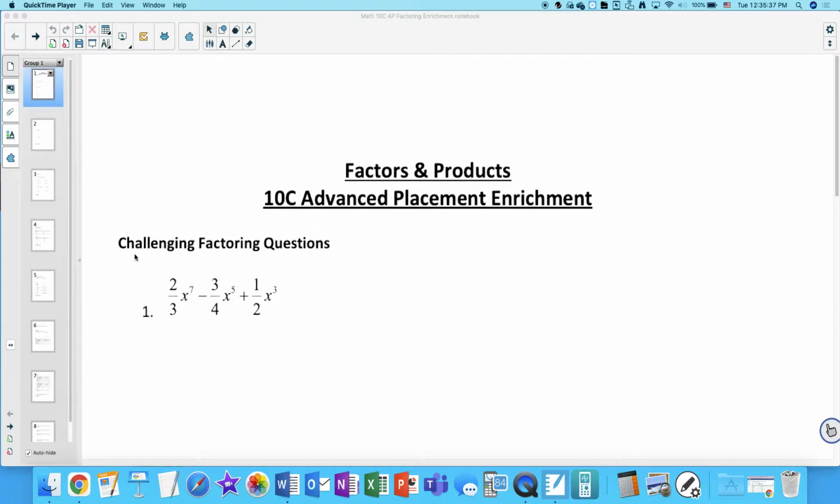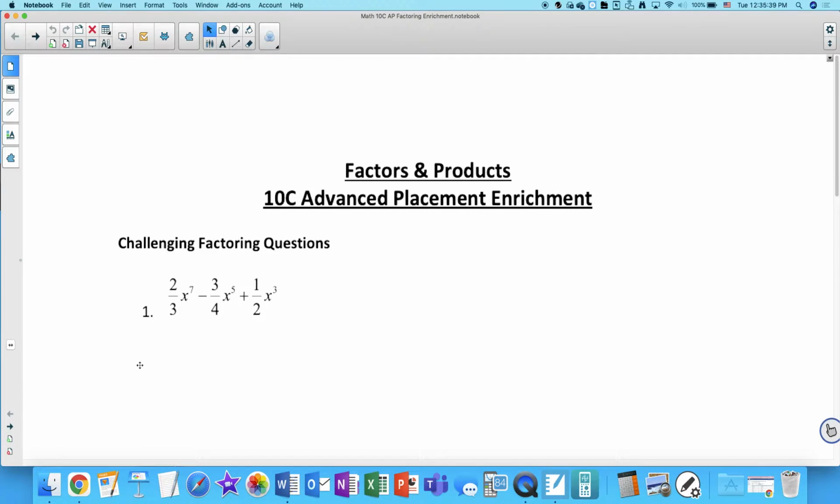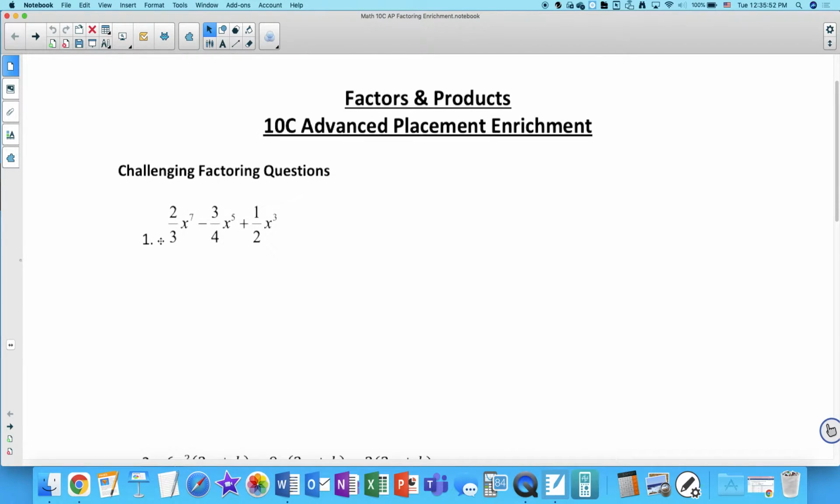We're going to go through a variety of different types of questions. And it's more about exposure to them, being able to recognize them in the future, that sort of thing. Okay? All right, so let's start with this one. If you look at this polynomial, firstly, is there a common factor here? Yeah, x cubed, yes, absolutely.